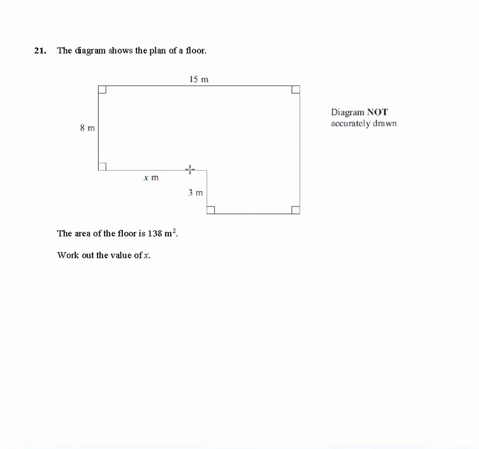With this rectangle cut out of it. Now, if this rectangle was the whole thing, what would this length be? You know that's 8. You've got another missing length somewhere else. What's this?